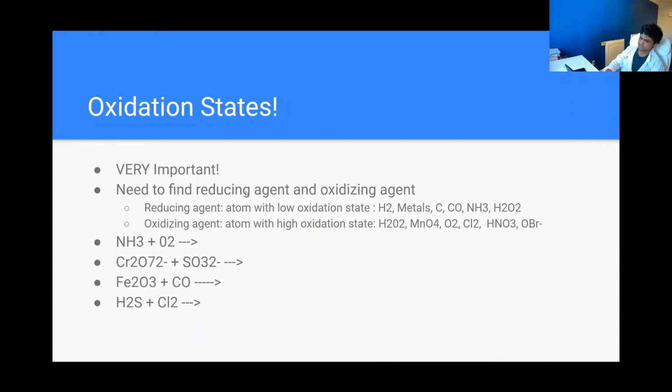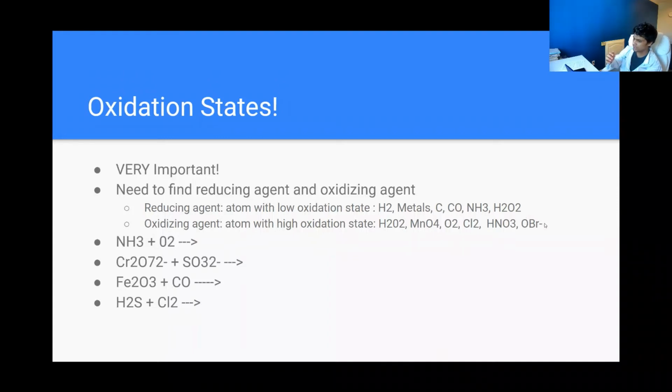However, an oxidizing agent is an atom with a high oxidation state. Hydrogen peroxide is a bit of both. I think it's more of an oxidizing agent because the -1 oxidation state is kind of unstable and it will become -2. MnO4 is +7, O2 is 0, Cl2, Br2, I2 are all 0. So they are high oxidation states because halides usually have a regular oxidation number of -1. HNO3 is +5 and OBr is +1.